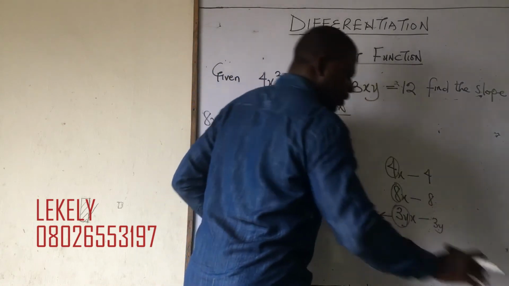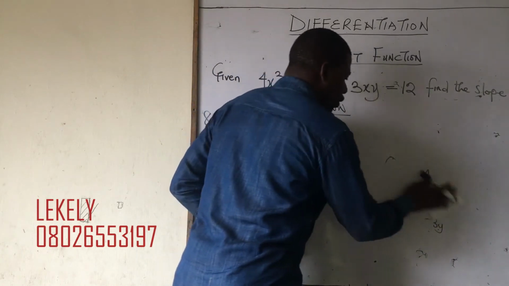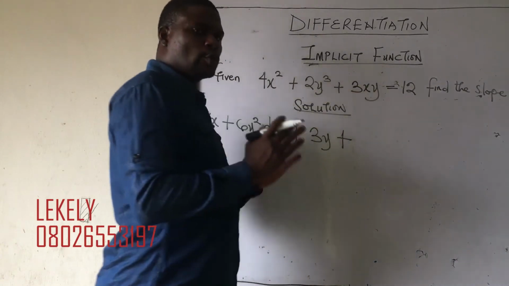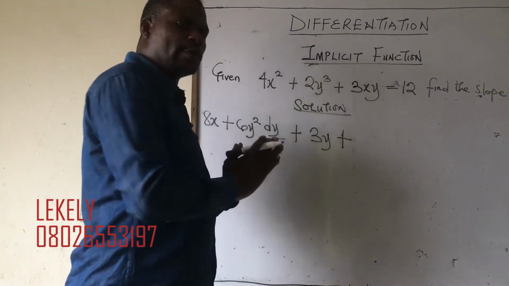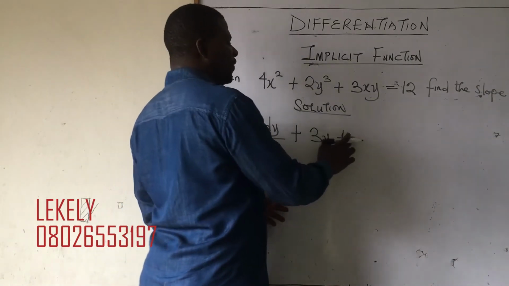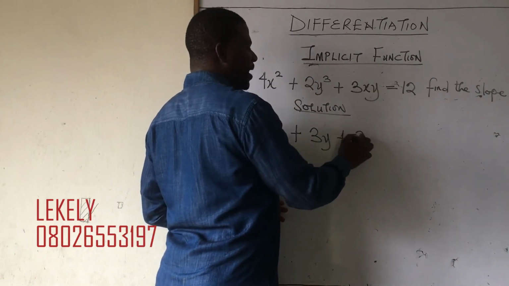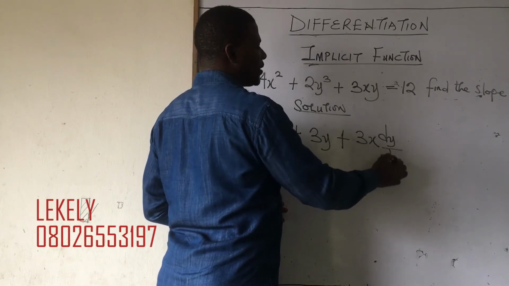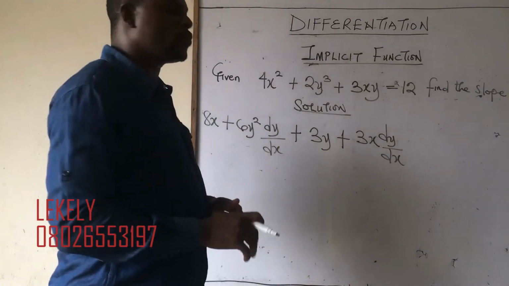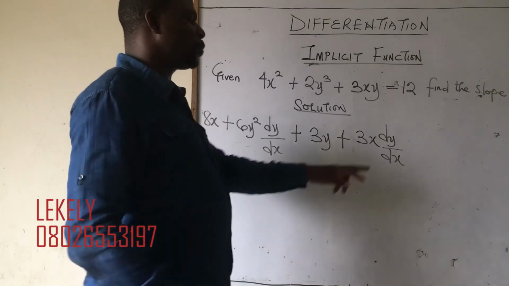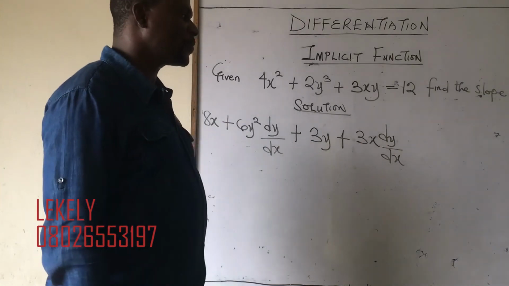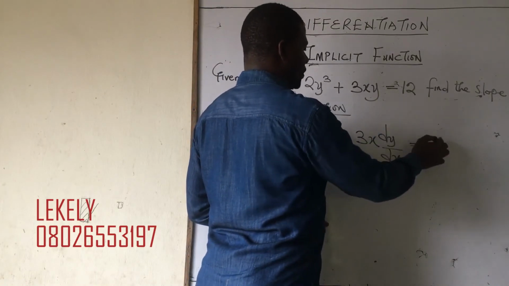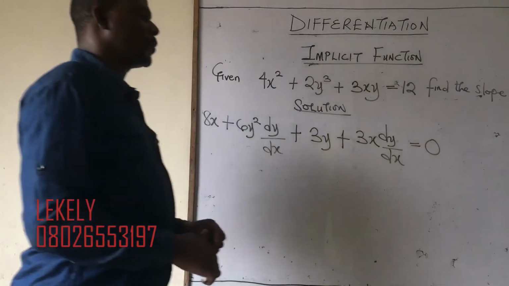Then if I want to differentiate with respect to y, because you have to do that, why? Because you have x and y together. So you will first do with x, then you will do with y. So if I want to differentiate with respect to y now, my answer will now be 3x dy dx. Don't forget, when you differentiate with respect to y, you must always put dy dx by the side. Then, if you differentiate 12, that will give you 0.